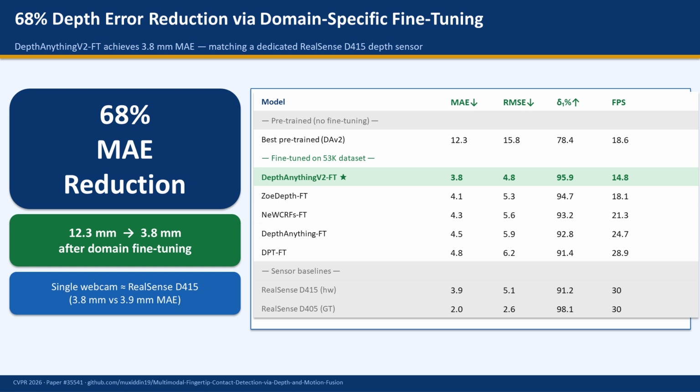We fine-tuned 7 SOTA depth architectures on our dataset using scale-invariant logarithmic loss. Before fine-tuning, Depth Anything v2 produces 12.3 millimeters mean absolute error. After domain-specific fine-tuning, 3.8 millimeters, a 68% reduction, matching the performance of a dedicated Intel RealSense D415 hardware sensor. Critically, all 7 architectures improve consistently, confirming that targeted data, not model architecture, is the key bottleneck.